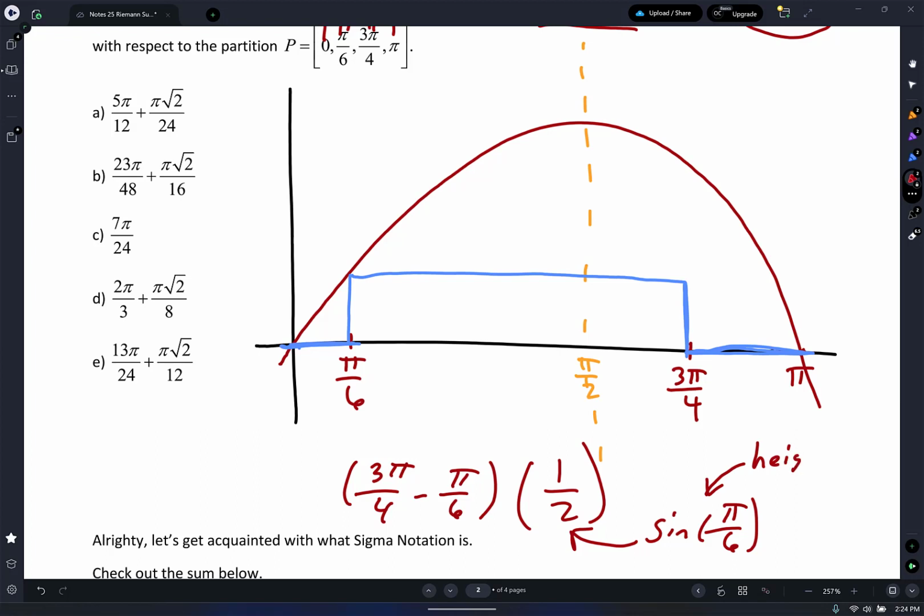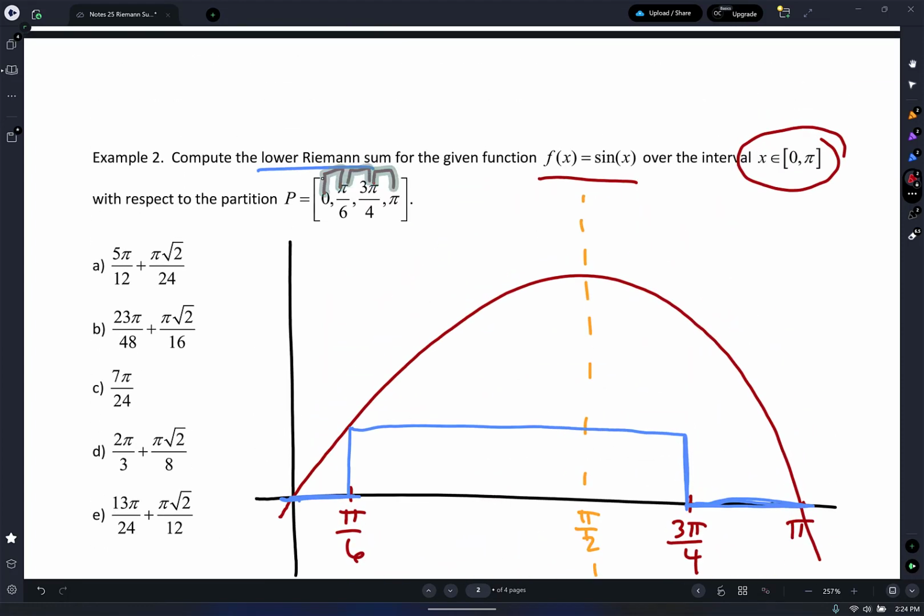Why did you go from pi over 6 straight to 3 pi over 4? Because they told me that these are my partitions. They told me that I have a partition from 0 to pi over 6. And then they told me that my second partition is from pi over 6 to 3 pi over 4. And my third partition is from 3 pi over 4 to pi. You know what I mean?